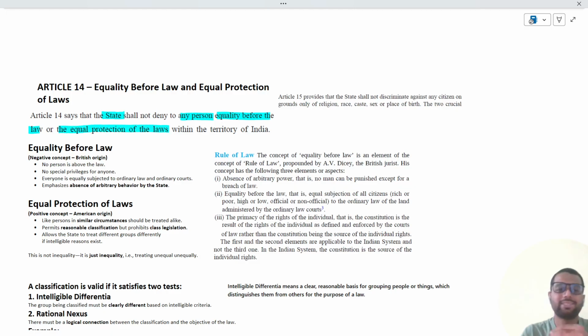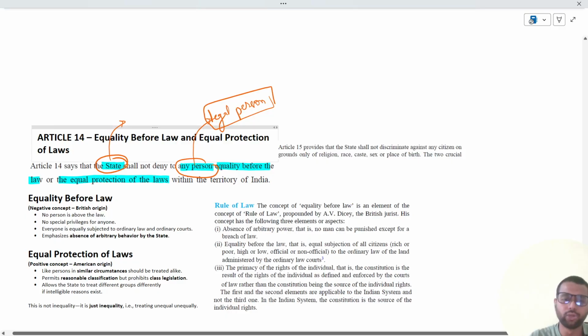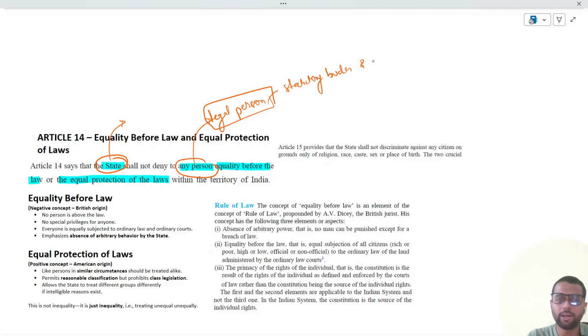Why have I highlighted these terms? Because the term state we have already discussed. Any person. What do you mean by any person? Does any person mean the biological person? No, it means any legal person. What do we call a legal person? Of course, that also includes the statutory bodies, that is the bodies made under the law, and corporations as well.